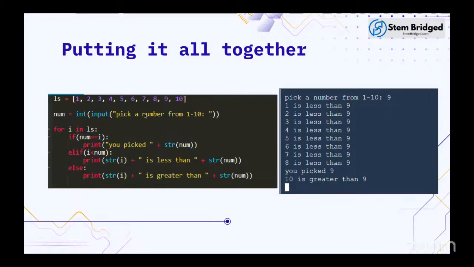Putting it all together, here's a list. Pick a number from 1 to 10. Then it's going to look through the list. And if the number is less than 9, then it's going to say that.